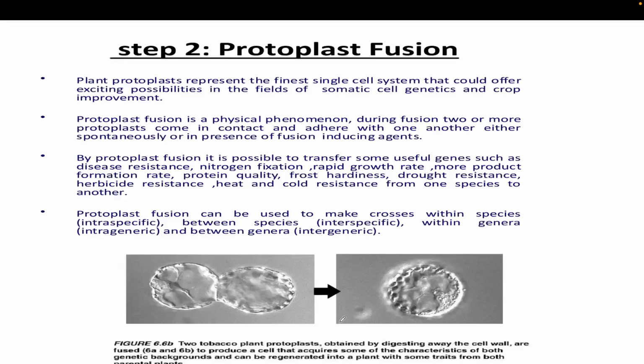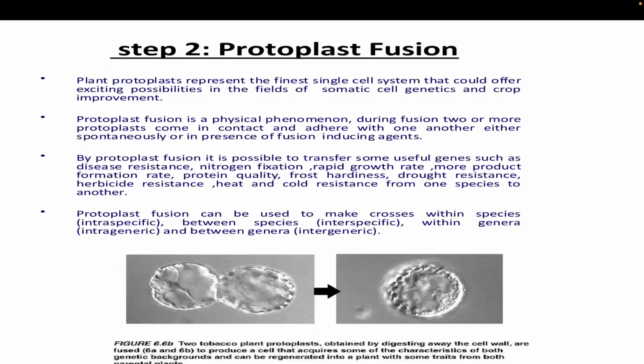Then you fuse them, either by putting them into an inducing solution or mechanically. When you fuse these cells, it will create a somatic hybrid, which has the characteristics of both genetic backgrounds, and it can be regenerated into a plant with some traits of both parental plants. Because both nuclei are present in this cell, it will develop a plant which has the traits of both parental plants.